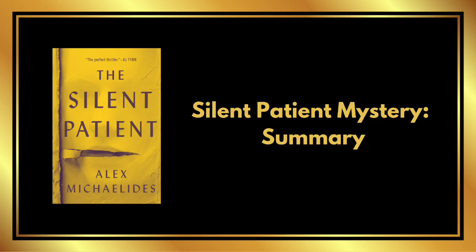Each person Theo speaks with paints a different picture of Alicia, leaving him wondering, was she a violent murderer or a victim of a deeper conspiracy? 3. Unraveling the mystery. Theo grows obsessed with Alicia's case, even sneaking into her abandoned home to gather clues.